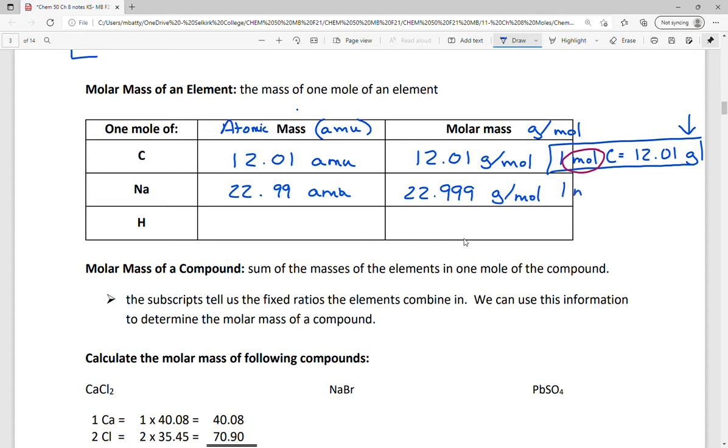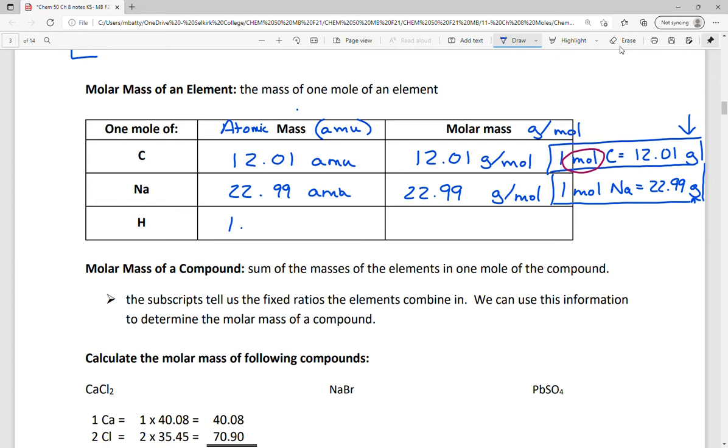So that means that 1 mole of sodium is 22.99 grams. Sorry, I got carried away with an extra 9 there. And that's something that's practical because that's actually a thing I could measure in the lab.